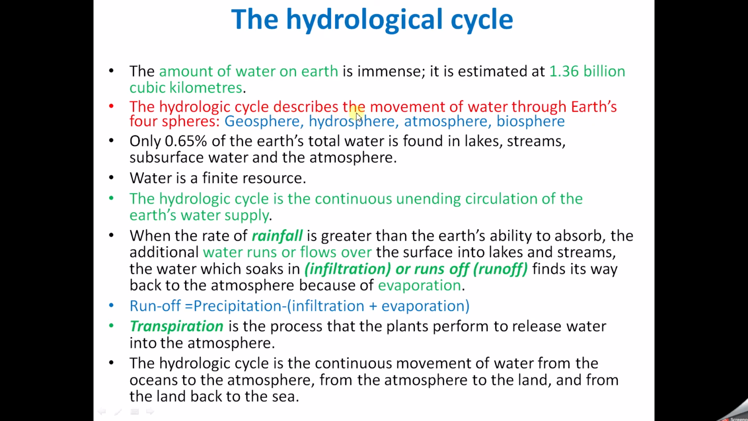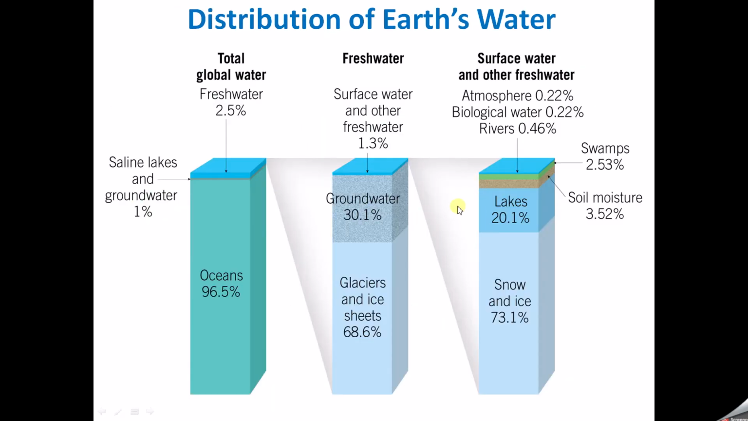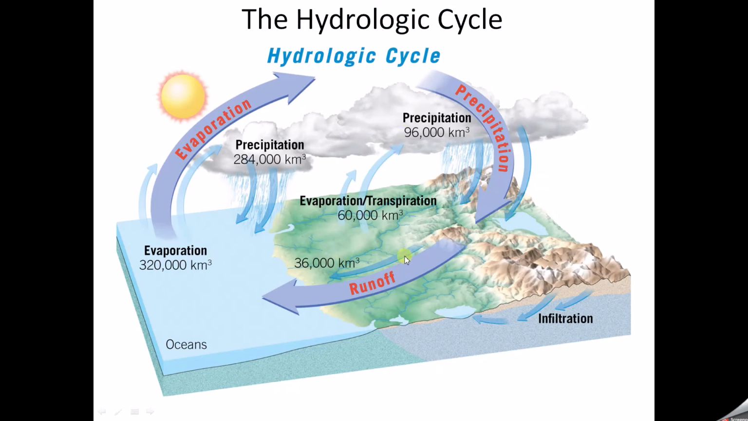The hydrological cycle describes the movement of water through Earth's four spheres: geosphere, hydrosphere, atmosphere, and biosphere. In short, the hydrological cycle begins with precipitation from the clouds, which comes down to the earth as runoff or infiltrates down under the ground as groundwater. This runoff will go to the ocean or to the lakes. Then evaporation from the oceans and lakes and transpiration from plants create vapor, and the vapor condenses higher in the atmosphere to create clouds and then precipitation. So precipitation, runoff, evaporation, transpiration, and then precipitation again.